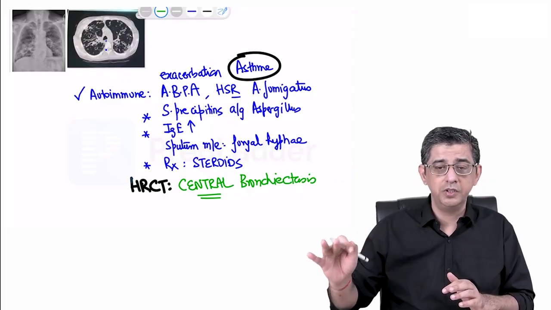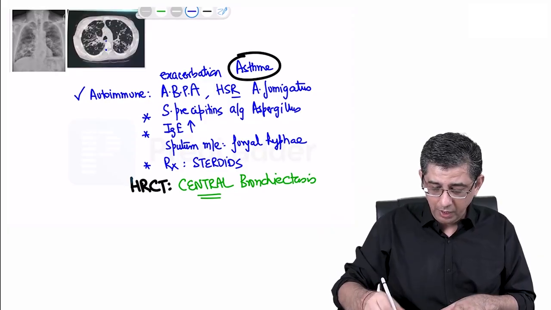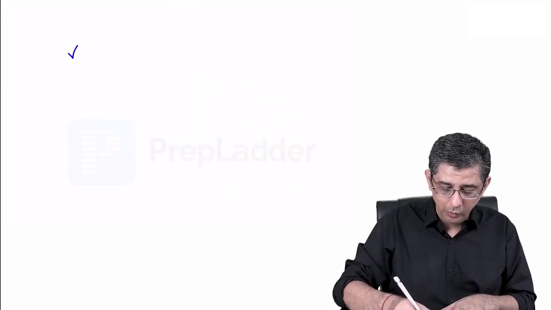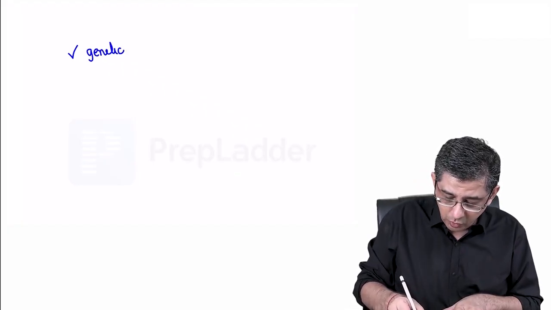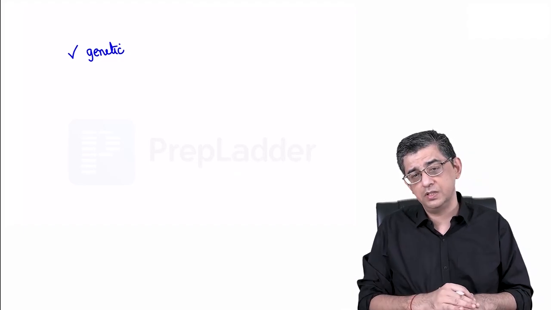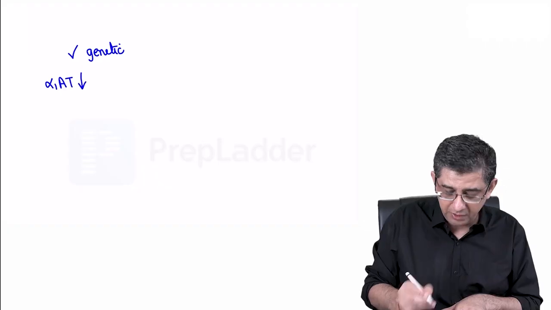Central bronchiectasis is a feature of allergic bronchopulmonary aspergillosis; that would be your spot answer. And now we are going to focus on a more important component, the genetic reasons why you could be developing this disease. One of the important ones is alpha-1 antitrypsin deficiency.